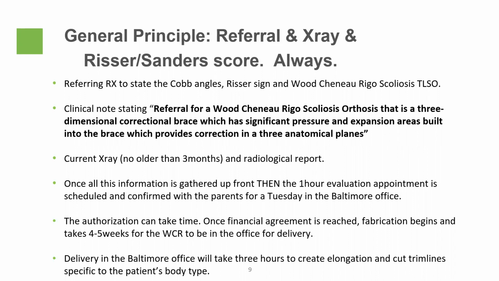All deliveries will be done here in the Baltimore office, and it does take 3 hours to elongate the spine. The patient will don it in a lying down or supine position. We will close it down, have them stand, and that's when I can cut trim lines. There's no cutting of trim lines exactly to the shape of that body until the body is elongated, which occurs within the Wood-Cheneau Rigo. So this is a very custom device for any patient, no matter what age.